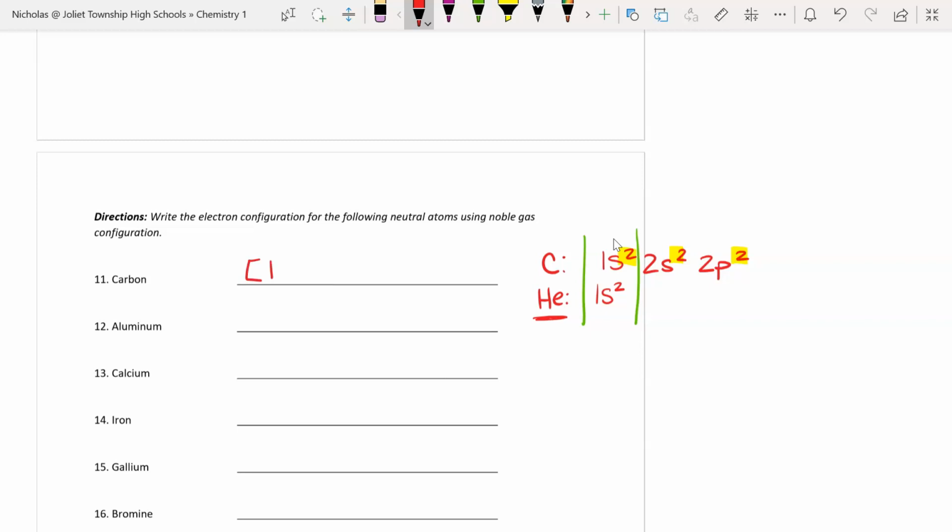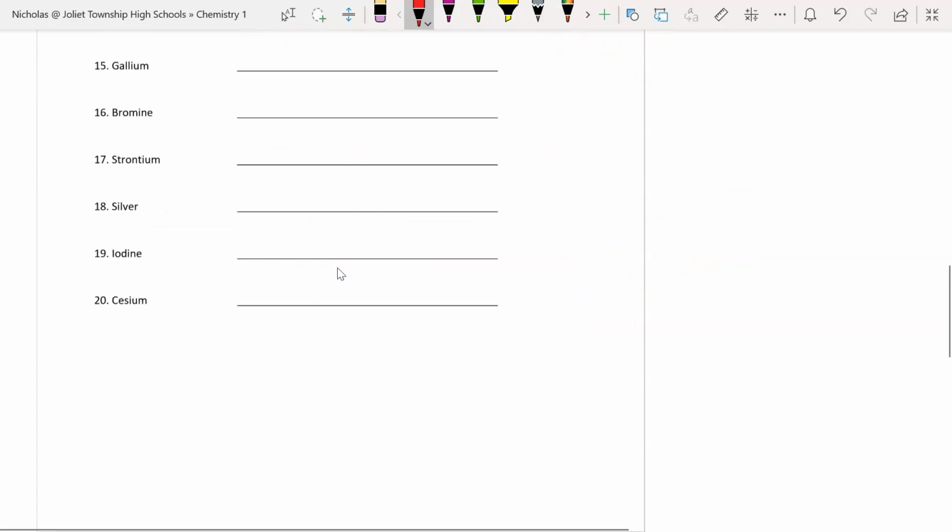So we've got helium. And then what I need to do is fill in the remaining parts of that chain. So I have these two pieces that I need to fill in. So 2s2 and then 2p2. All right, so let's go look at this on the periodic table.